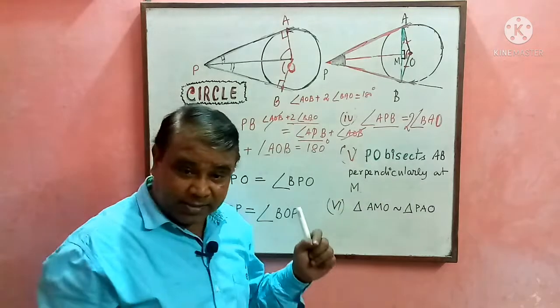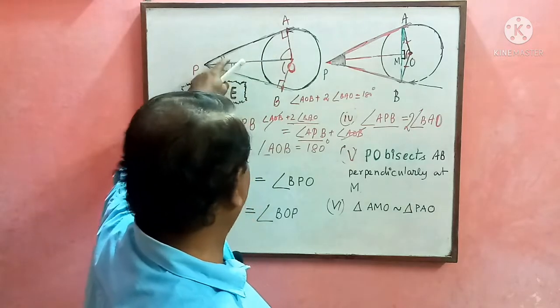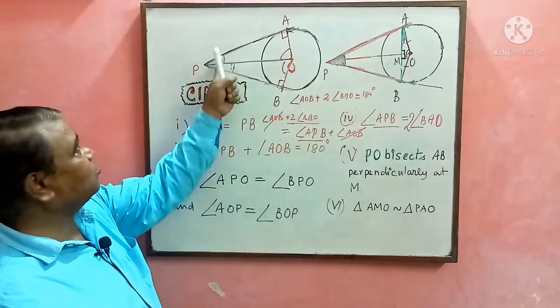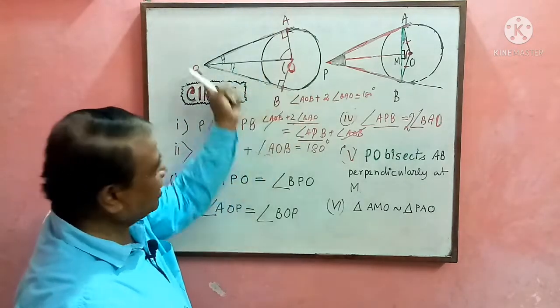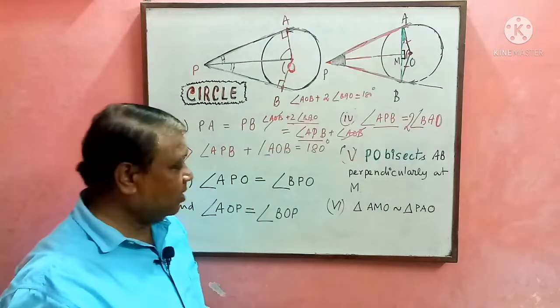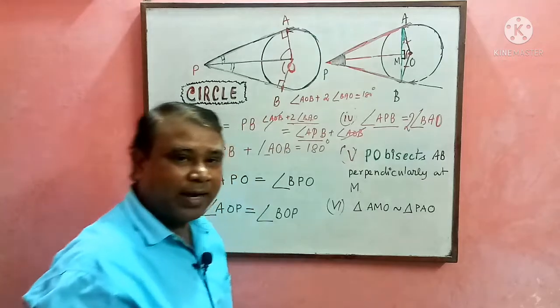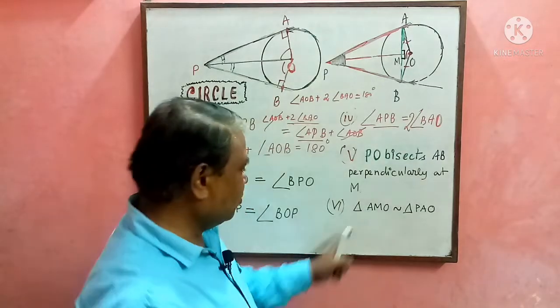The fifth one is, I have already told you, PO bisects these two angles. Because we have come to know these two angles are equal, these two angles are equal, so this PO is the bisector of these two angles. This is one. And the sixth one is very important for finding the length. I will show you a problem where it will also be used.